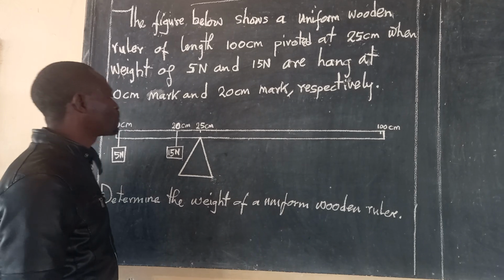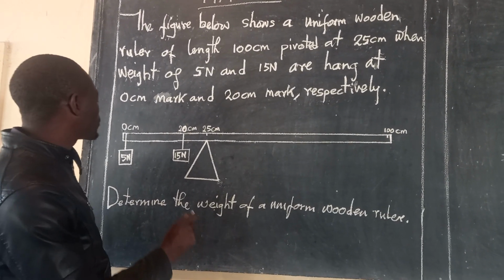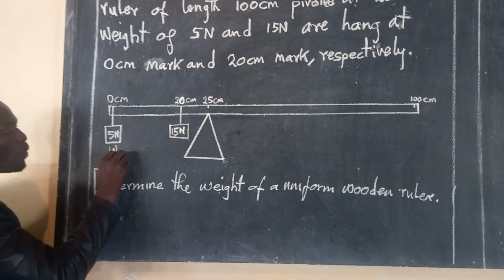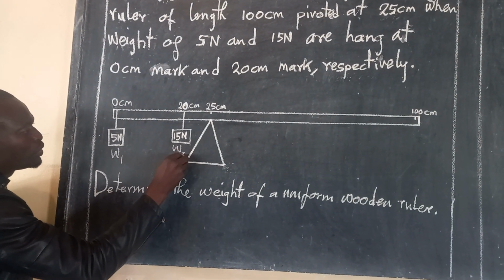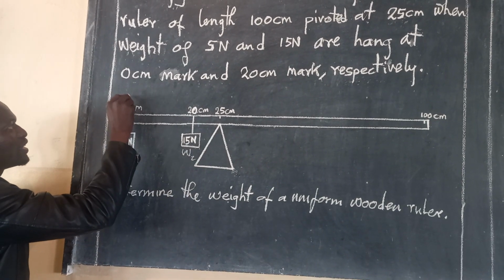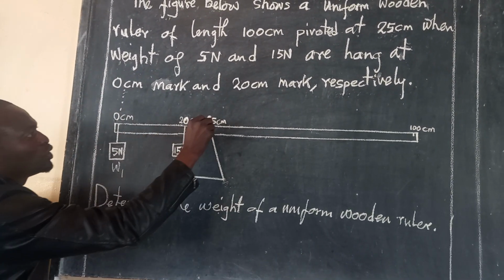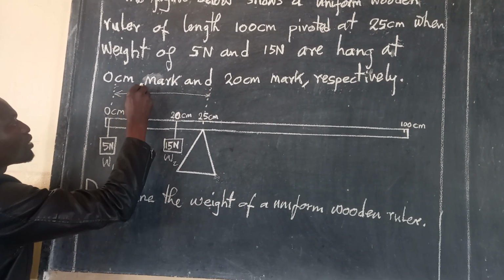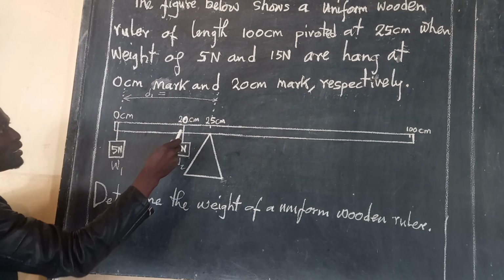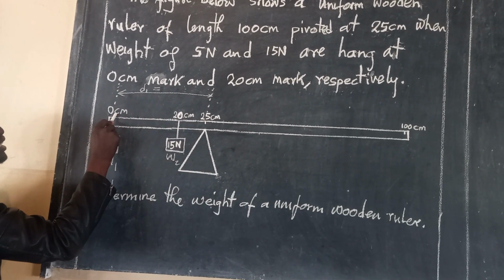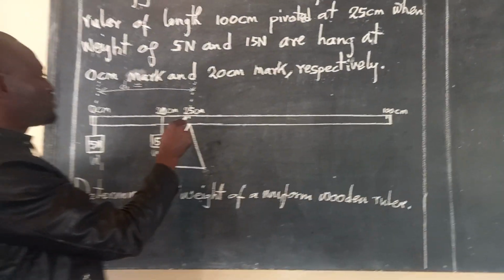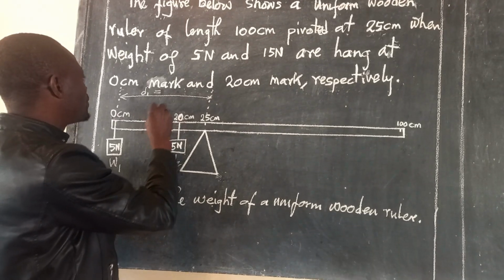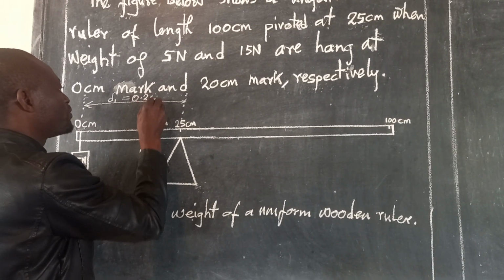What are we going to do? The first thing is to identify. We can call this one W1, W2, and the distance from the 0 centimeters mark to the pivot we can call D1. This D1, 25 centimeters minus 0 centimeters, is giving us 25 centimeters. Dividing that by 100, we have 0.25 meters.